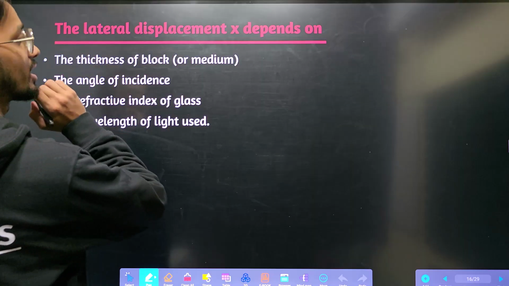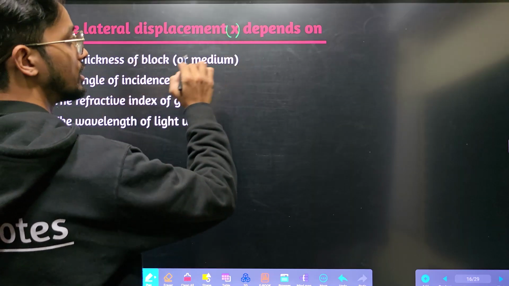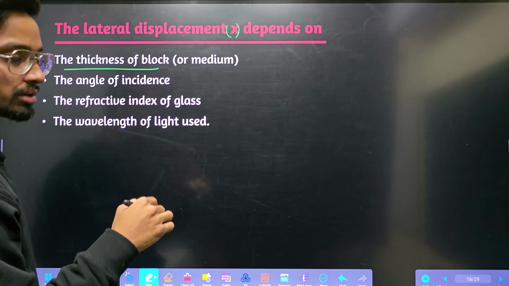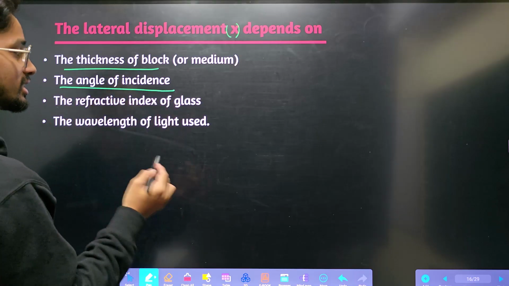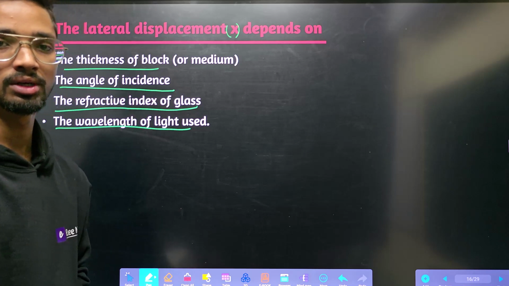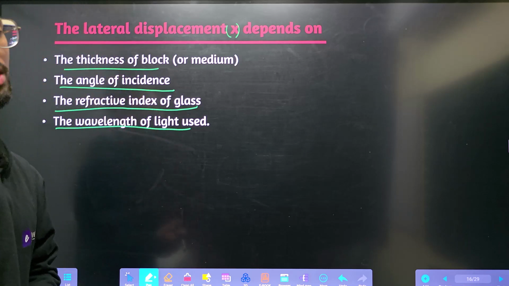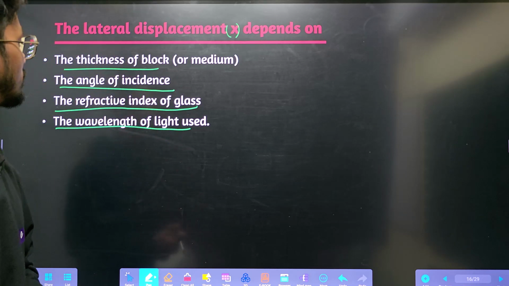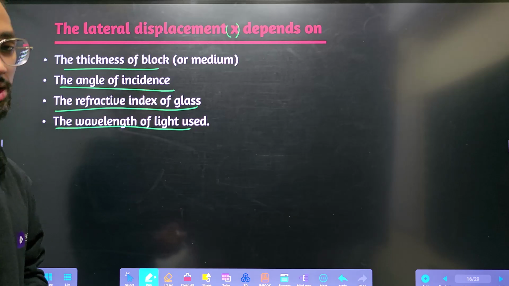Next, the lateral displacement x depends on the thickness of the block, the angle of incidence, refractive index, and wavelength of light used. It depends on these 4 things: thickness, angle of incidence, refractive index, and wavelength of light.